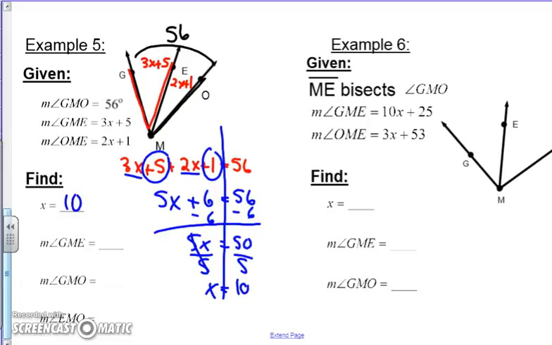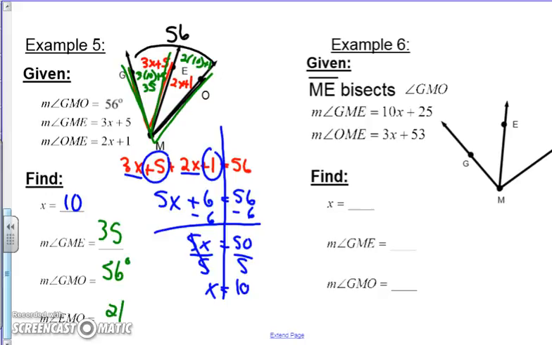So x is 10. The next question is, how big is angle GME? 35 degrees. Because it's 3 times 10 plus 5. So that would be 35 degrees. Then GMO. GMO is the entire thing, which is 56 degrees. And then EMO is 2 times 10 plus 1, which is 21. Be careful, make sure you're reading.